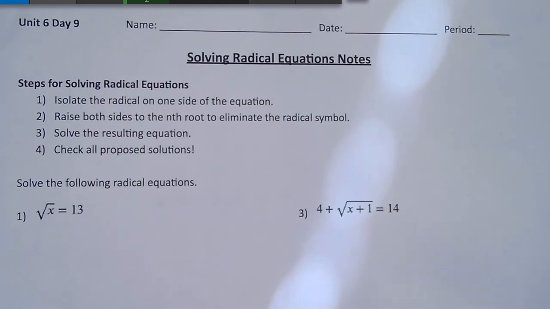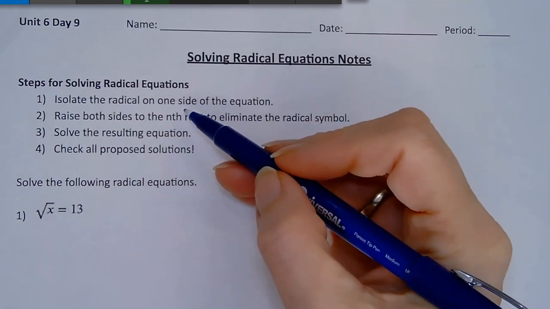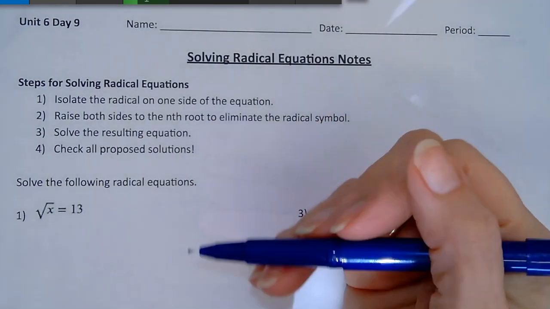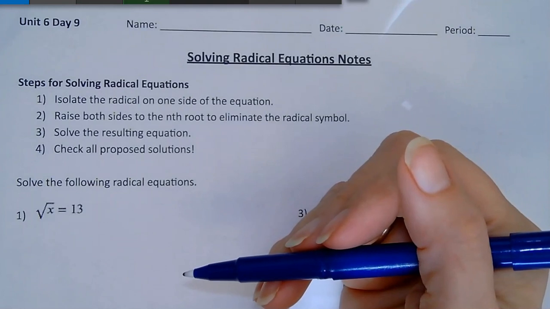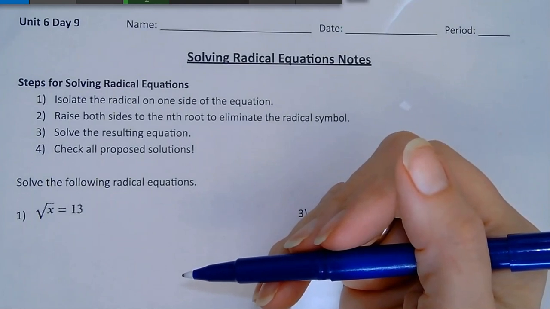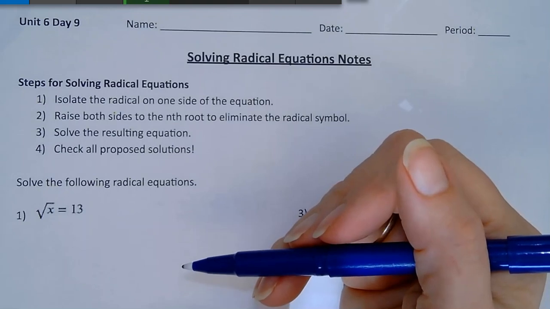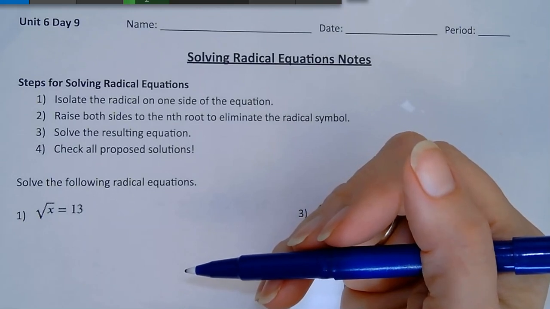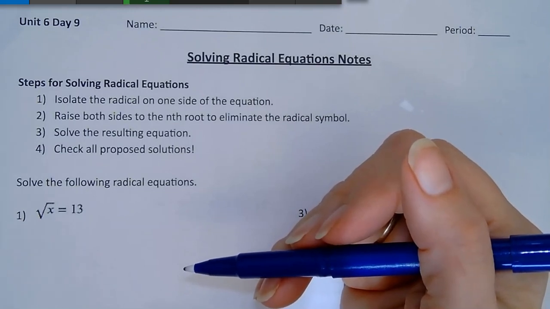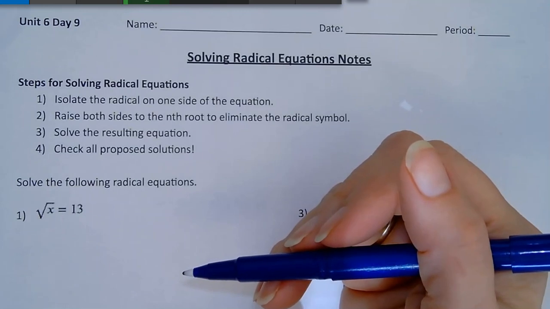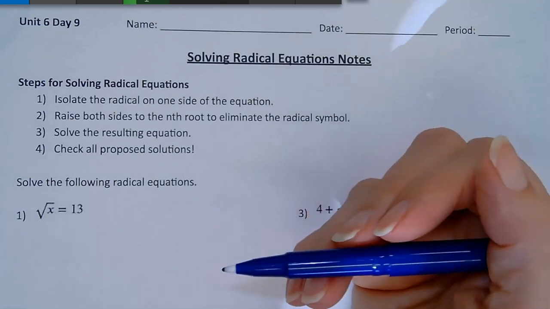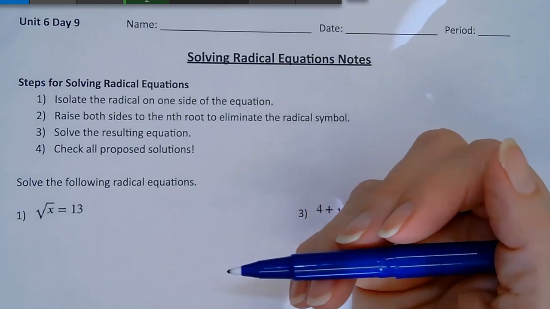So our list of steps. We want to isolate the radical on one side of the equation, and then we're going to raise both sides to the nth power to eliminate that radical symbol. So if it's a square root, we're going to square both sides. If it's a cube root, we're going to cube both sides. If it's a fifth root, we're going to raise each side to the power of 5. We're not going to have anything more than square roots and cube roots in this class, though.